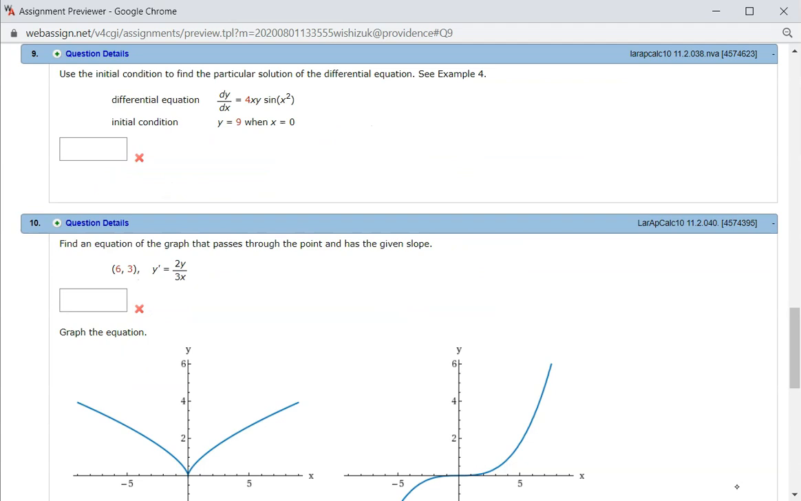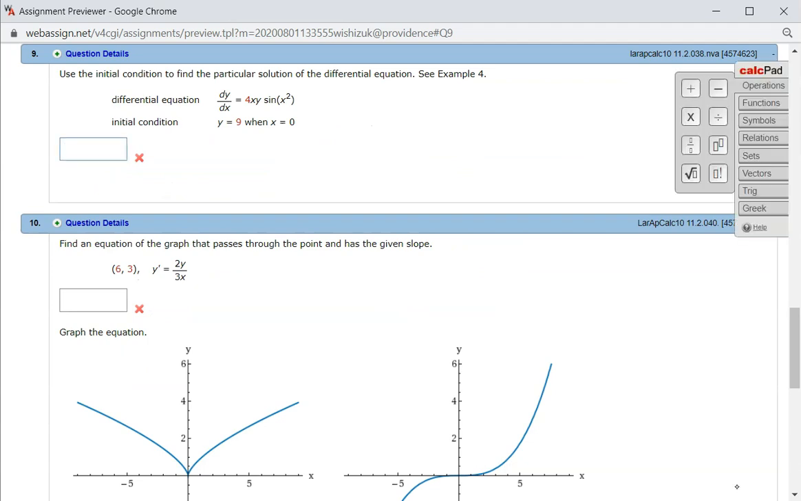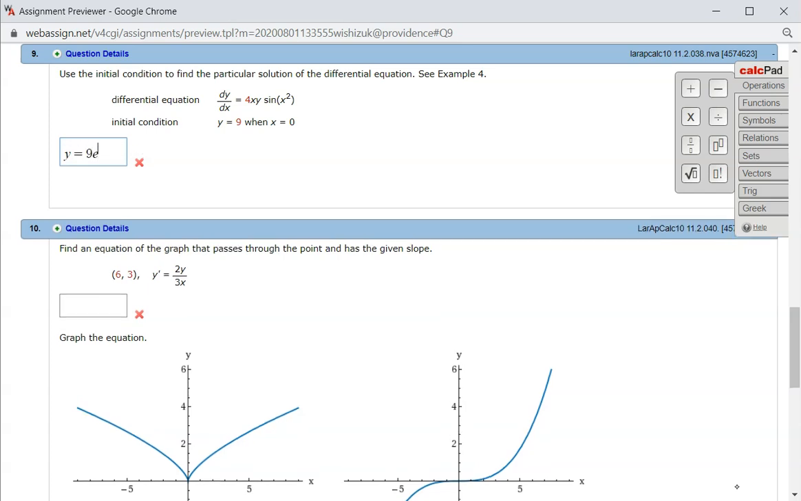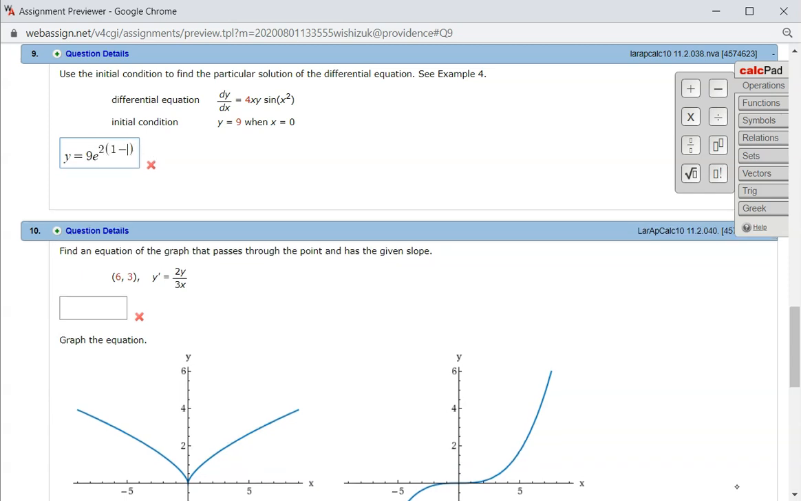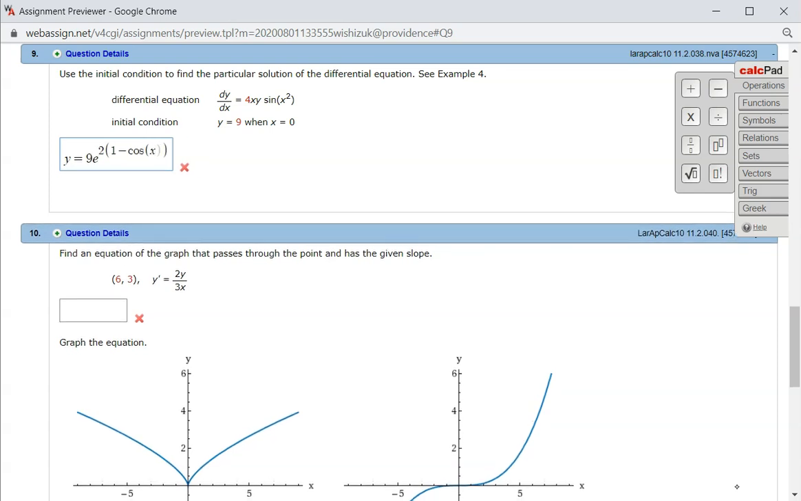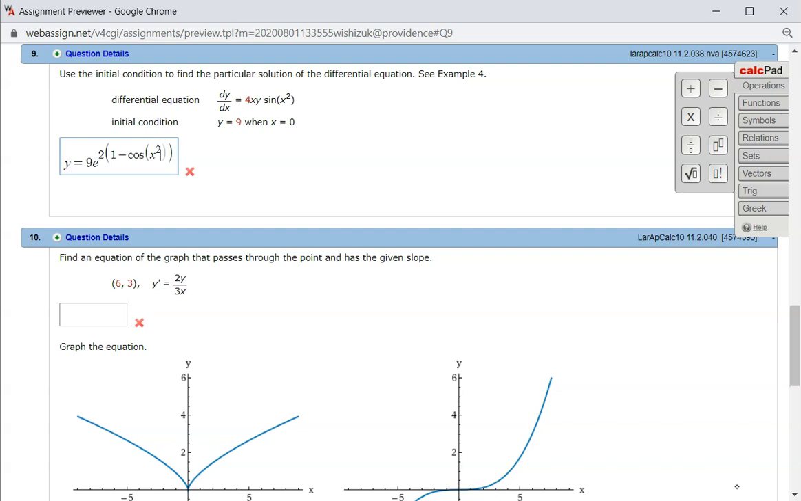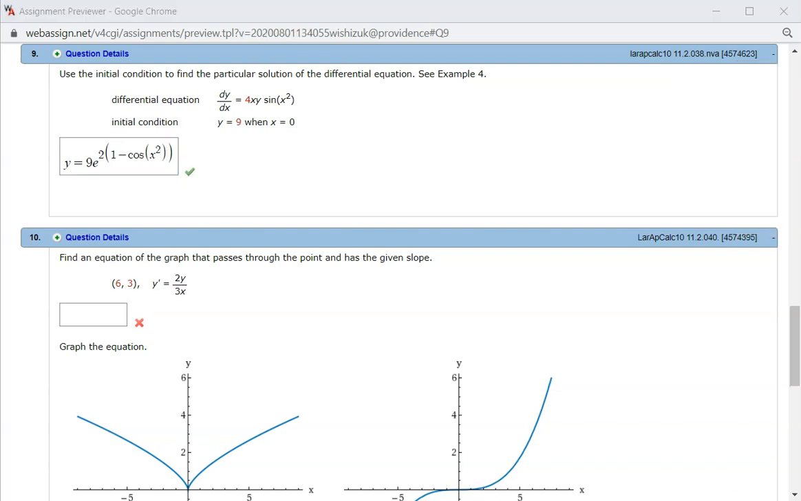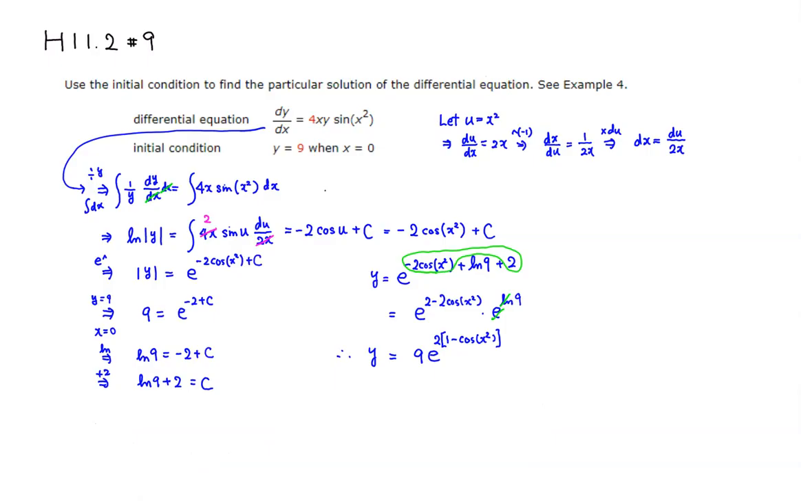All right, so let's type it in. We got y is equal to 9 e to the 2 times 1 minus cosine of x squared. Let's check the answer. I came back and it looks like we got this one correctly. That's it. I hope that this was clear.